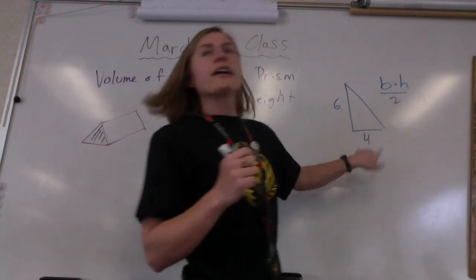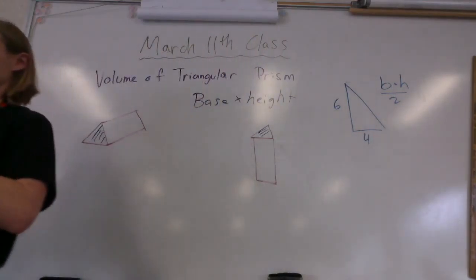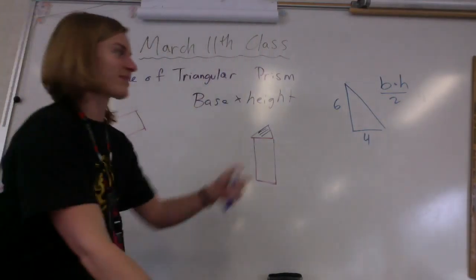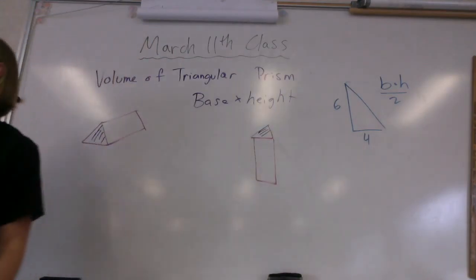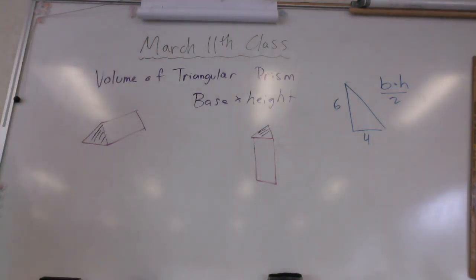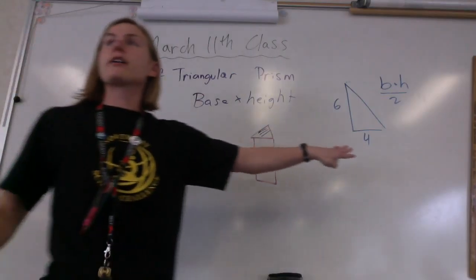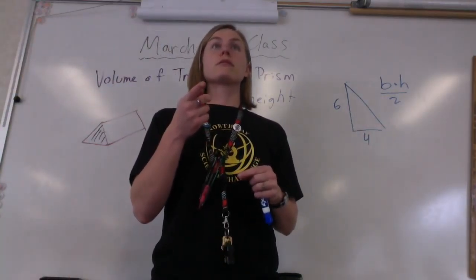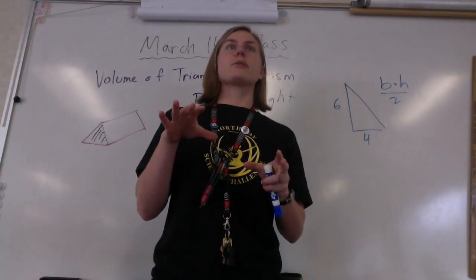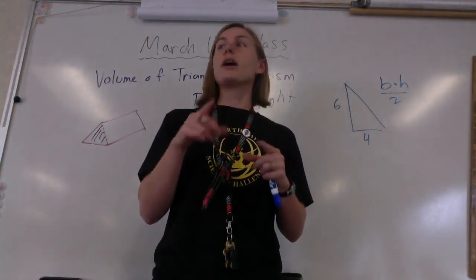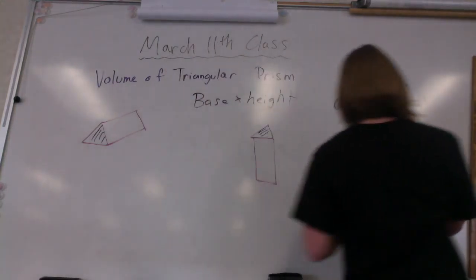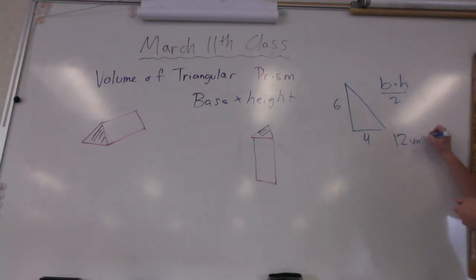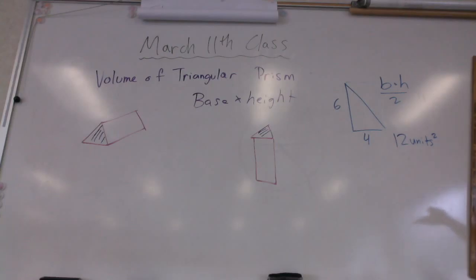Okay, find the area of this triangle. Go. 12. Okay, so what do we get for the area of this triangle? 12. 12 units squared, right? Yeah. Because 6 times 4 is 24, divided by 2, so we get 12. We're all good on that?